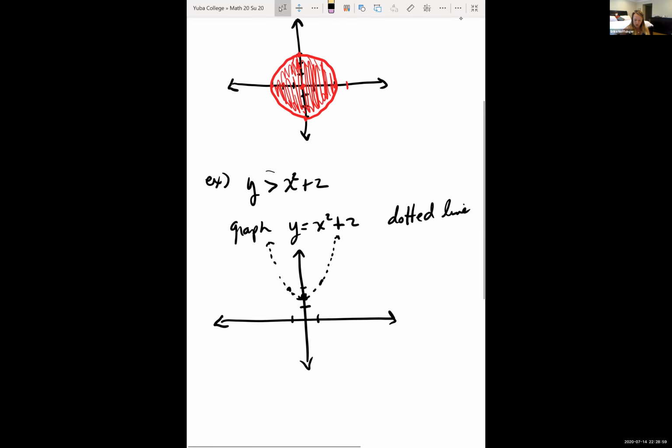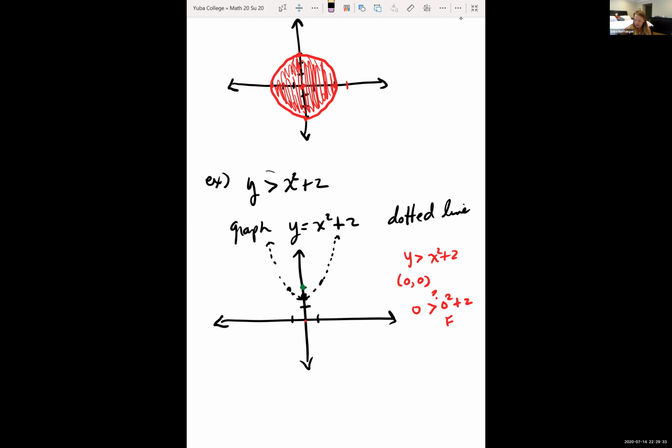So let's choose a point. So maybe 0, 0 is always a good point if it's not on the graph itself. And so if we plugged in 0, 0 into this, we want to see if it's a true statement or not. So is 0 greater than 0 squared plus 2? This is a false statement. And so this was not going to be part of my solution outside of the parabola. It should be, and any point I choose that is inside this parabola should work.